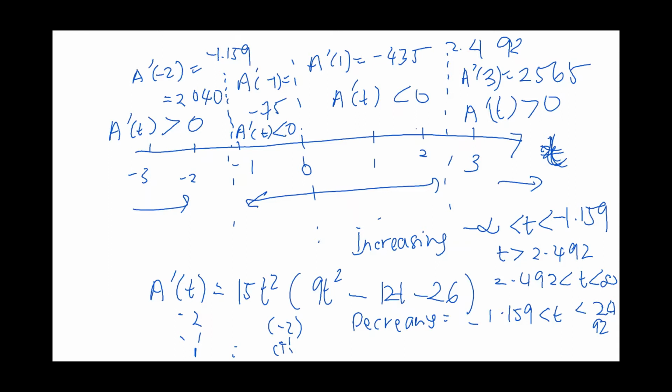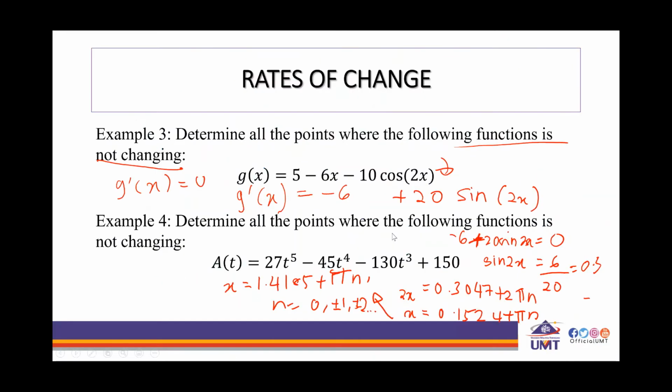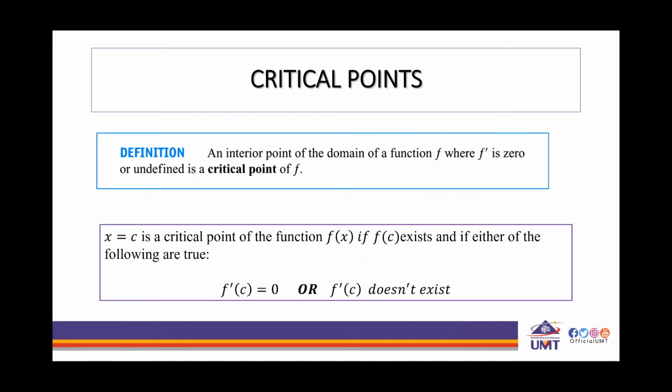Continuing from before. So we have finished example 3 and example 4. Alhamdulillah. Now we move on to critical points. What are critical points? This is also an application of differentiation. The definition is: an interior point of the domain of a function f where f prime is 0 or undefined is a critical point of f. So x equals c is a critical point of the function f(x) if f(c) exists and if either of the following is true.